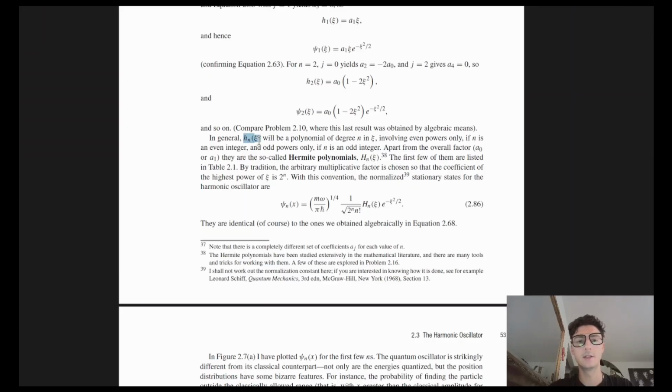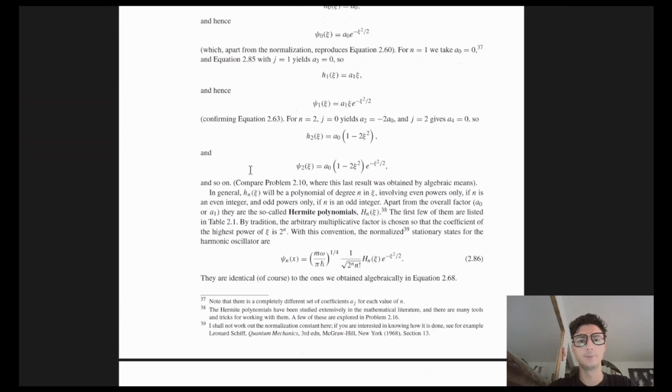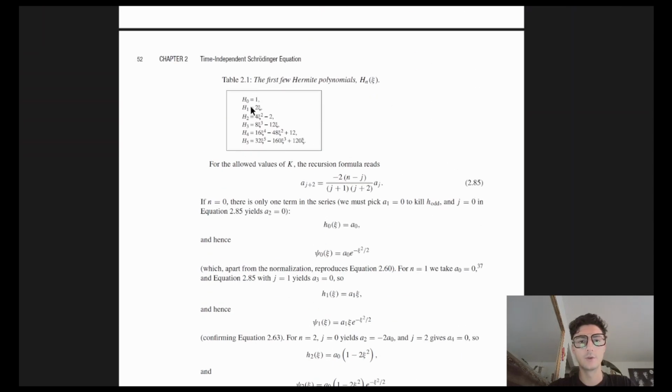So we found out that these things can be described by this completely other function, Hermite polynomials, which mathematicians have discovered somewhere else working with differential equations. The first few of these are listed in table 2.1 right here. So h of 0 is 1, h of 1 is 2 xi. Notice that xi is to the power of 1 here.